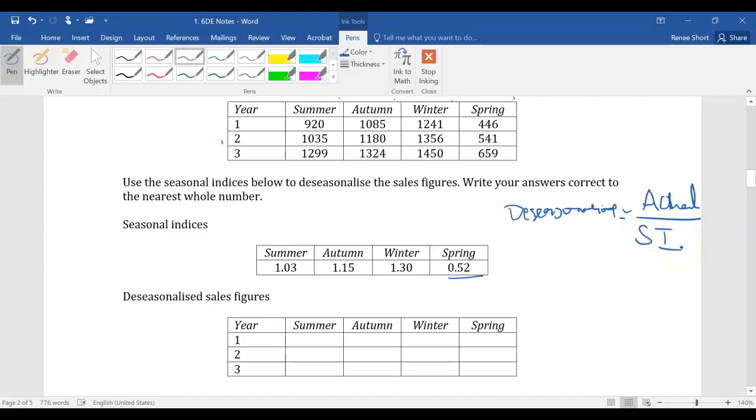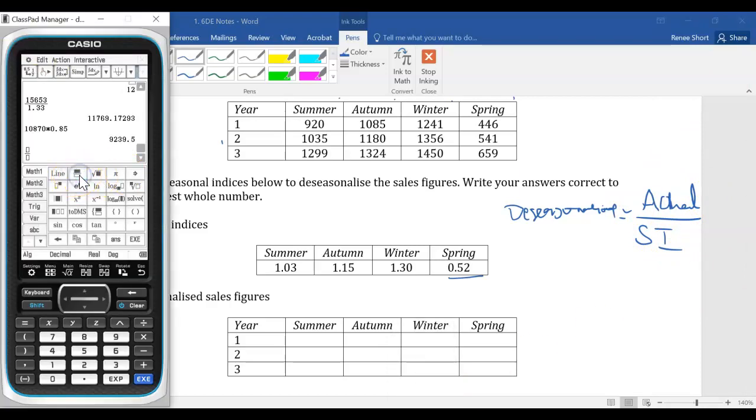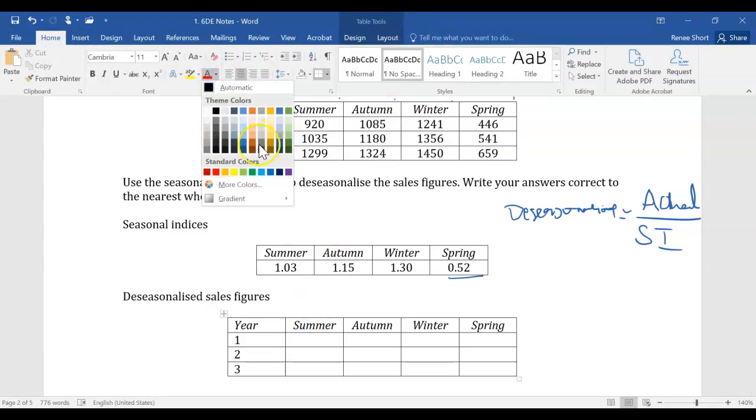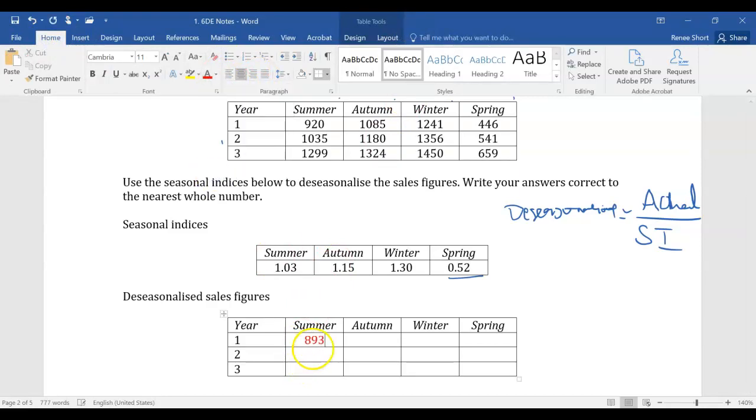So in the blank table that I've drawn, we need to fill in the deseasonalized sales figures for each quarter. For summer in year one, we set up a fraction and take 920, which was the year one summer figure, and divide that by 1.03. It wants us to write our answers to the nearest whole number, so that's 893. I'm going to type this in here, and let's type them in red so you can see that we're adding in these answers as we go along.